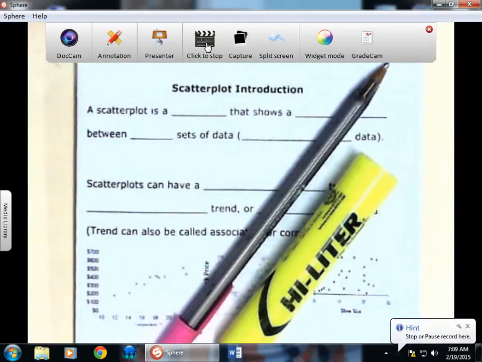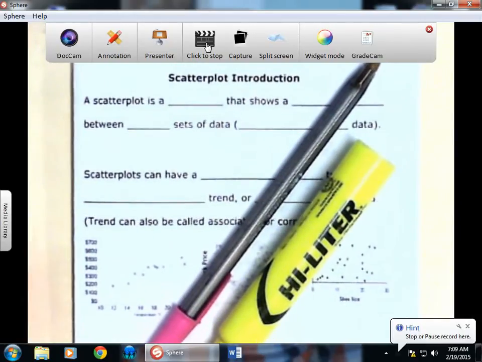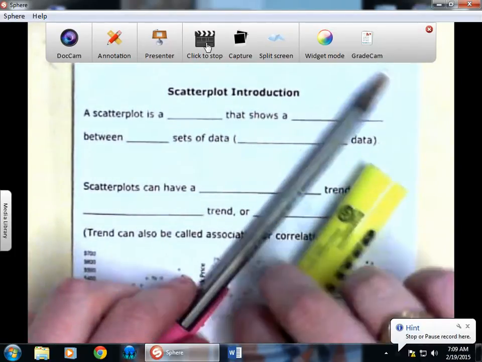Today we're going to do some quick notes on scatterplots and do a little introduction with that. You need your notes, a pen or pencil, and a highlighter. If you don't have those, go ahead and get them. Remember, you can always pause the video, you can rewind, you can replay, anything that you need. So we're going to start at the top.